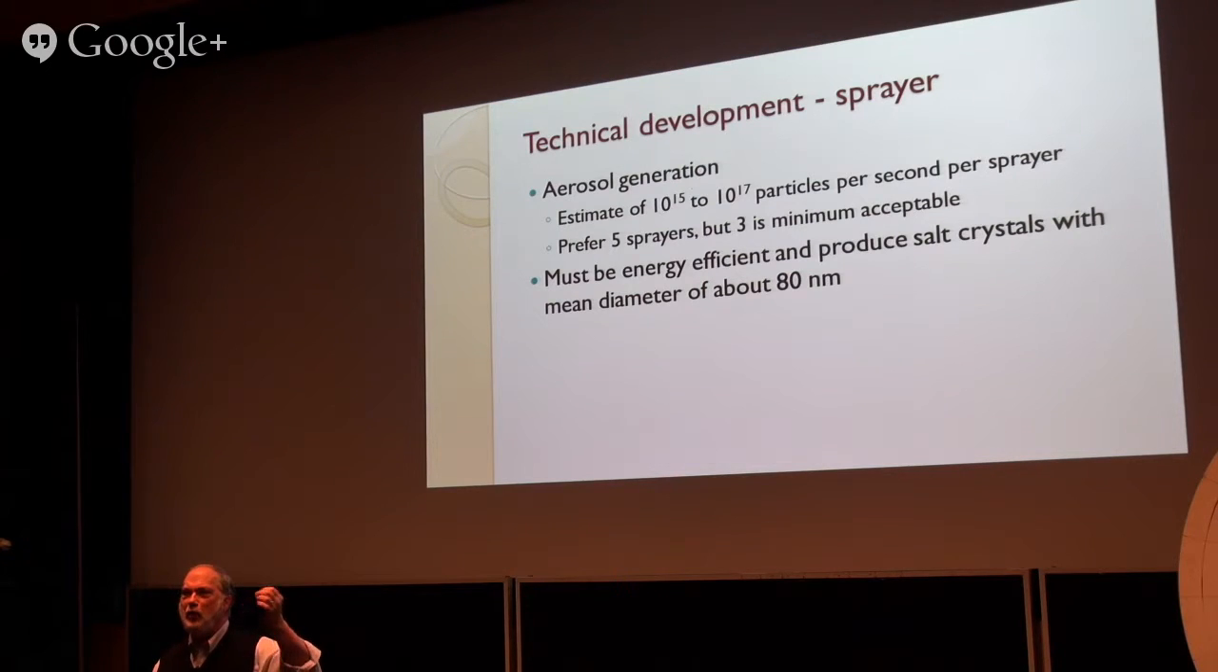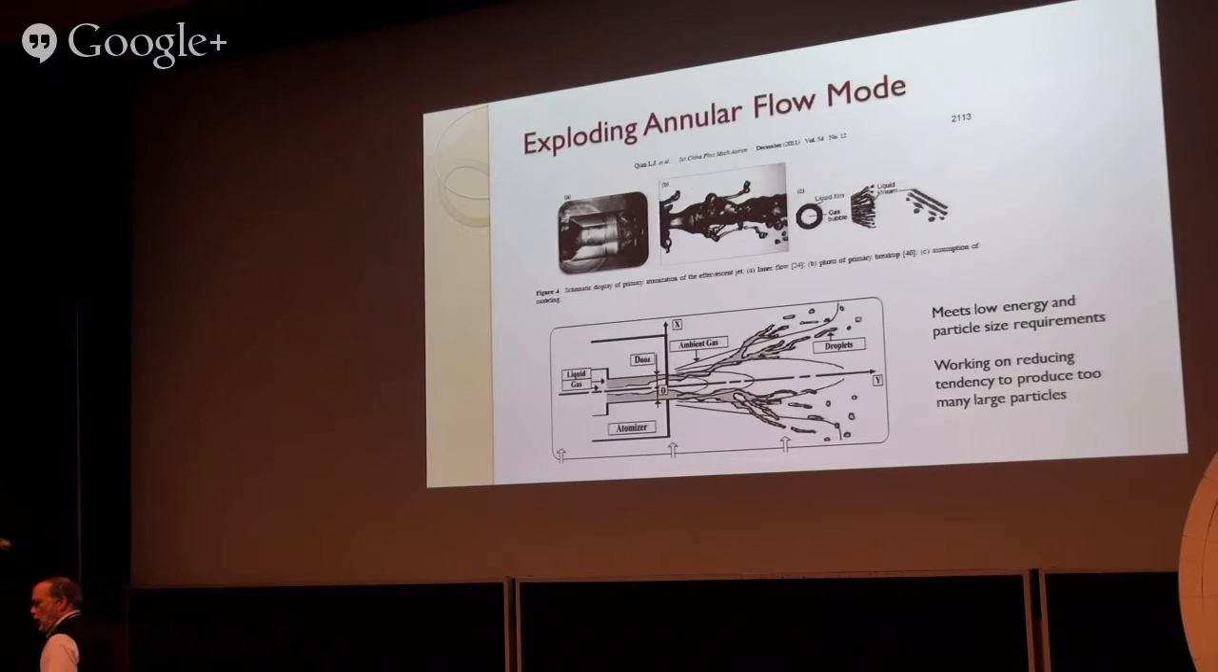If you generate some giant nuclei, they will suck up all the water and they will become drops, and you will produce a hole in the cloud as opposed to producing a cloud that's bright. So you need to produce lots of small particles.